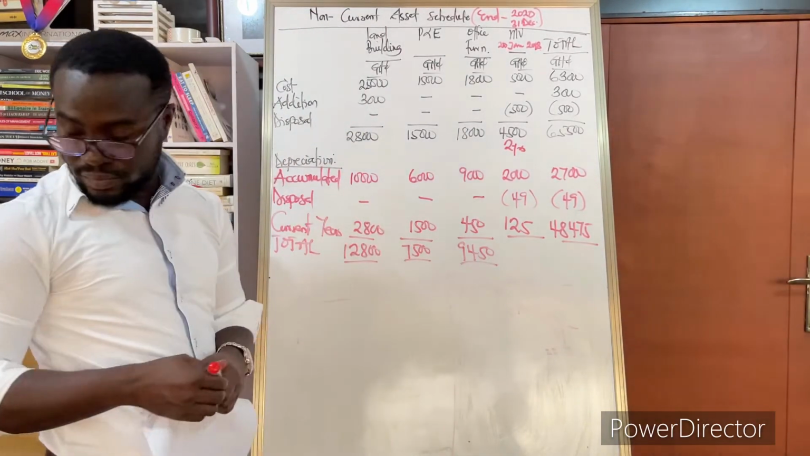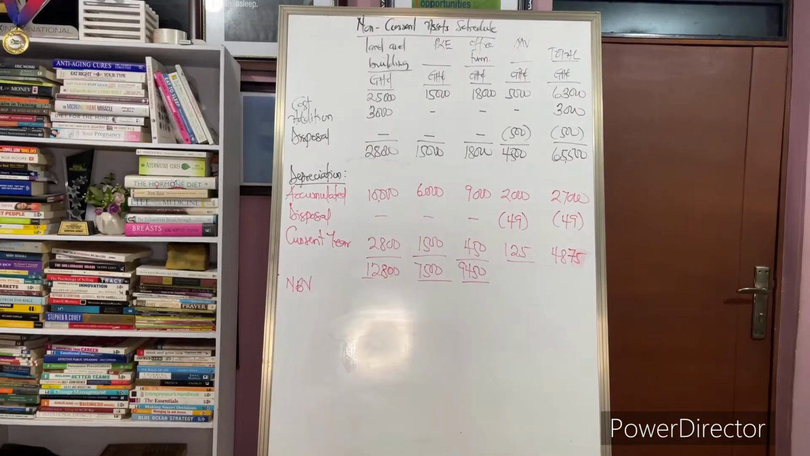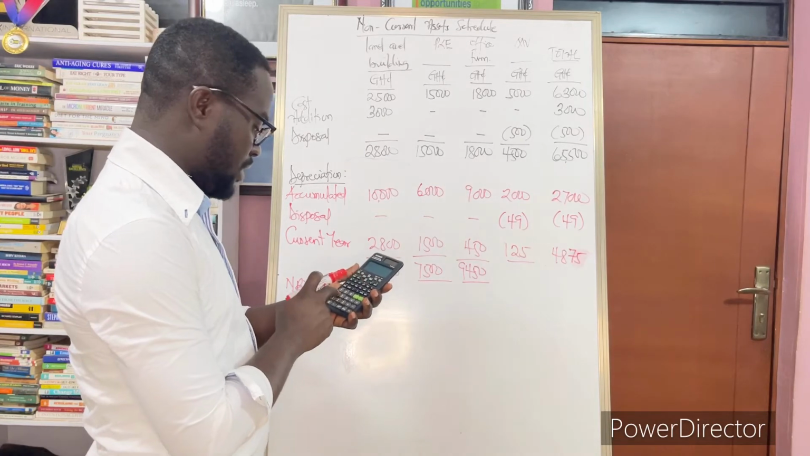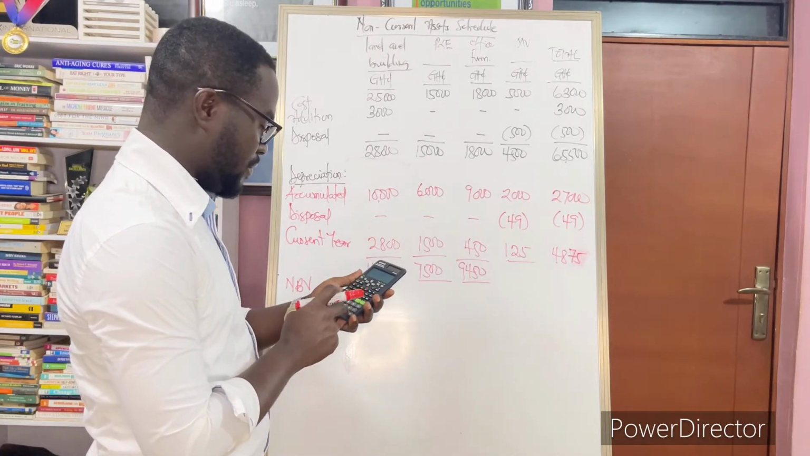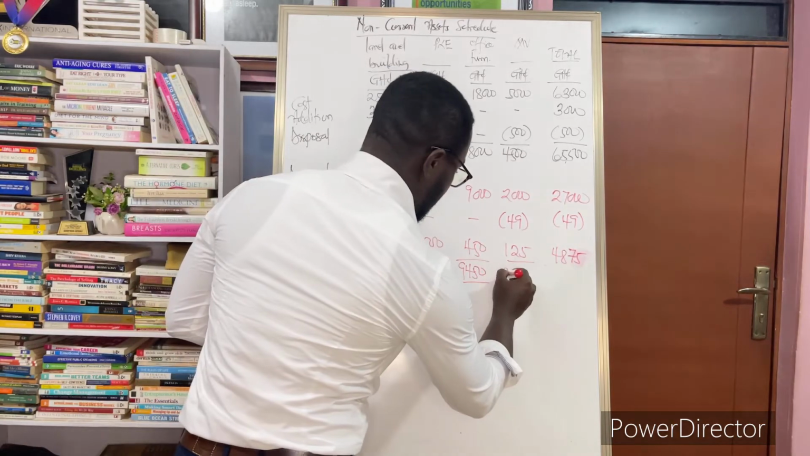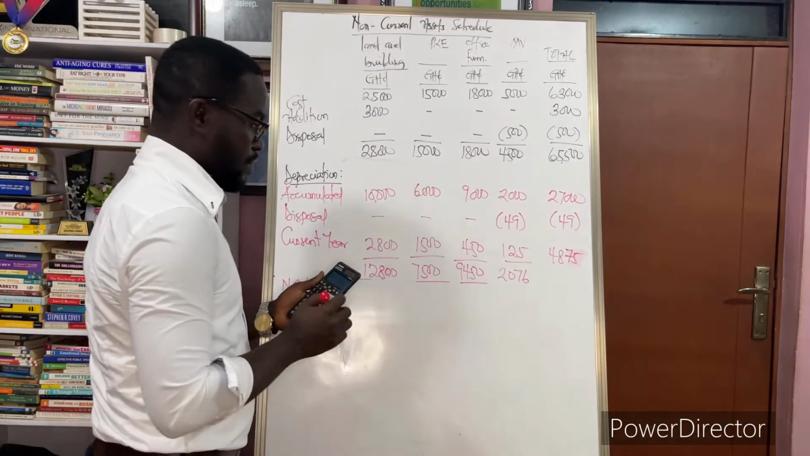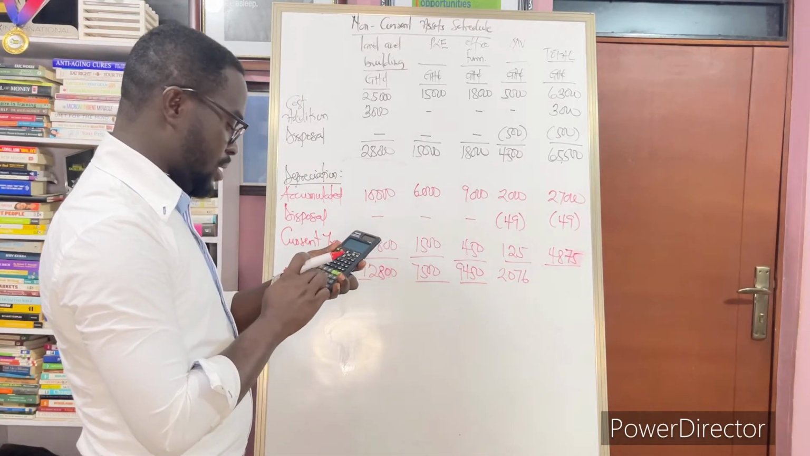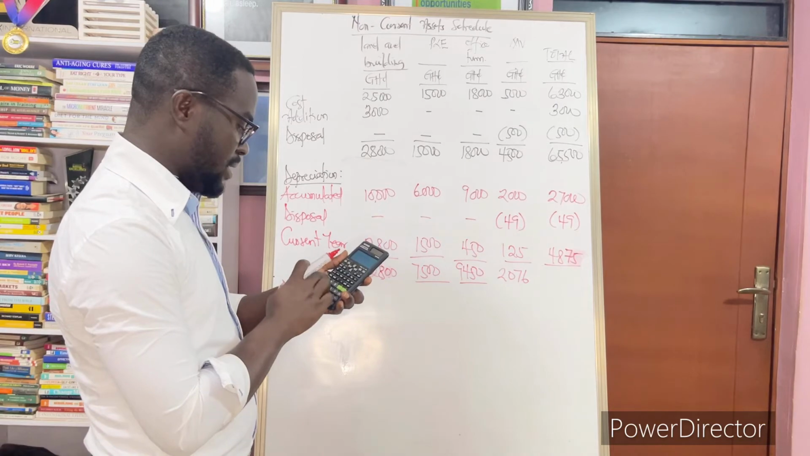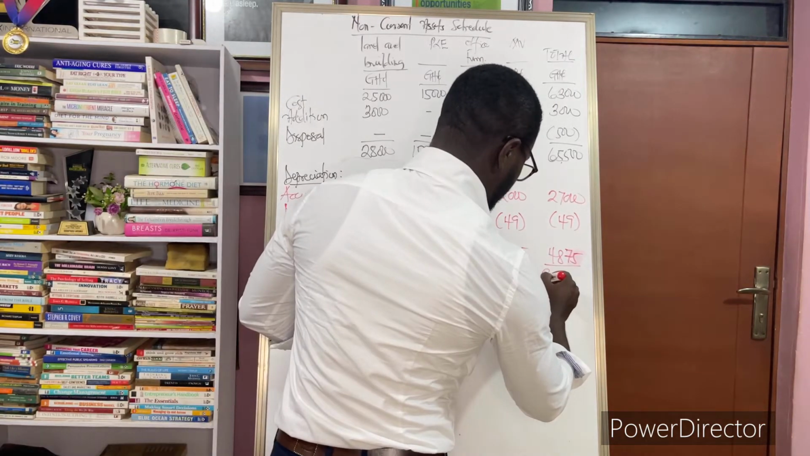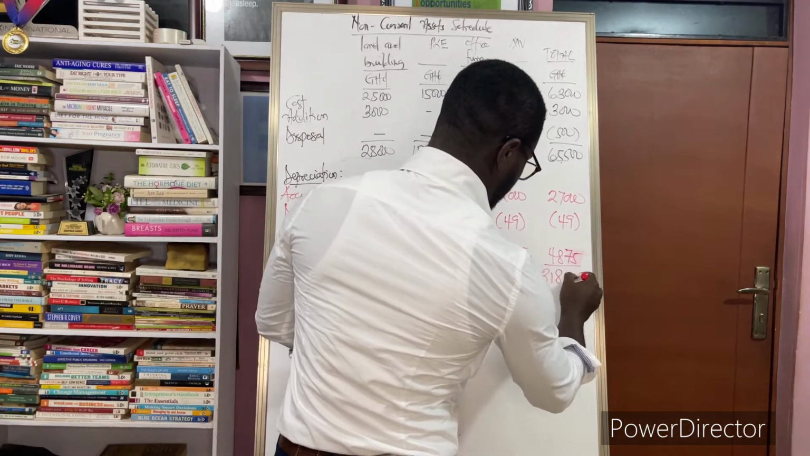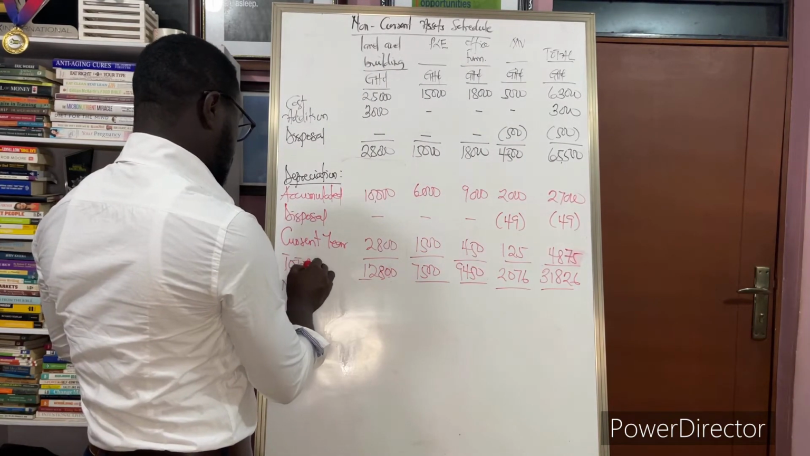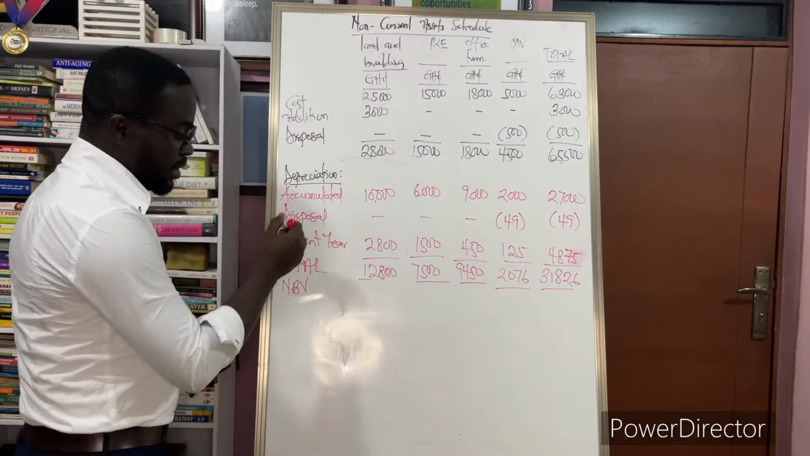Then 2,000. So we add 2,000, then we subtract 49, then we add 125, which will be 2,076. Then we come to the total depreciation. That's 27,000 minus 49 plus 4,875, which will give us 31,826. These are the respective total depreciation. Then we come to the net book value.